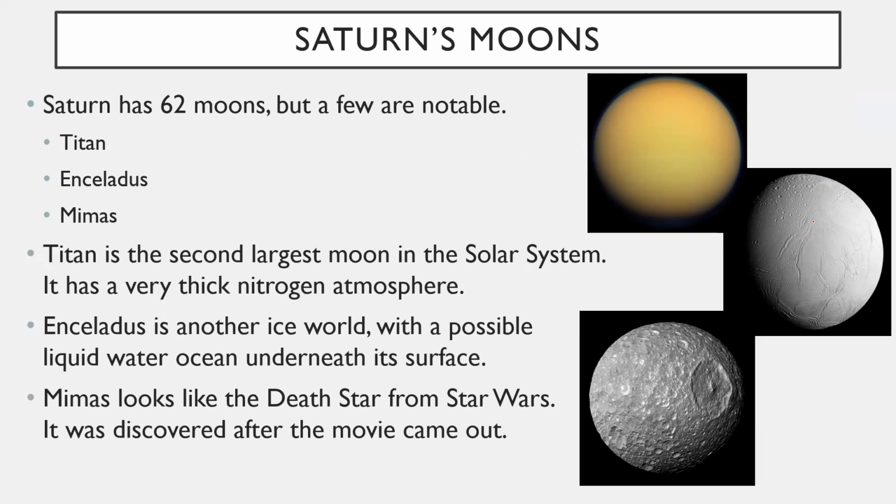Enceladus is another ice world, kind of like Europa. There could again be a liquid water ocean underneath its surface. Even if you look at this, it kind of looks like a big snowball. So who knows? Maybe there's a liquid ocean on that, and maybe there'd be life with that.